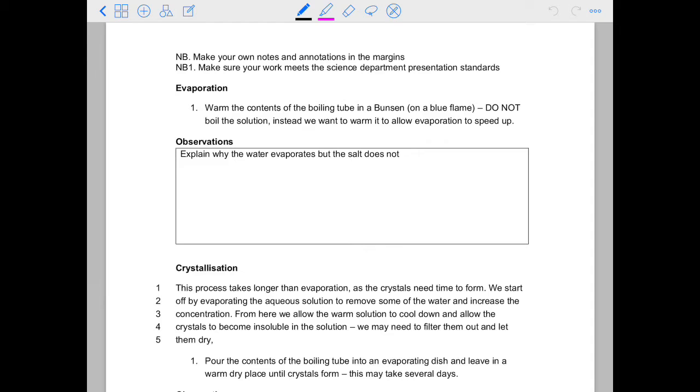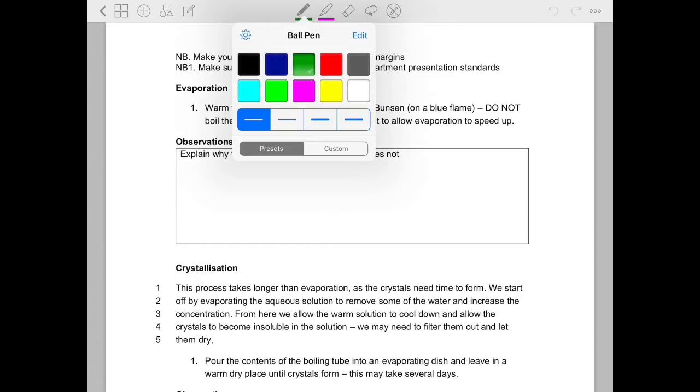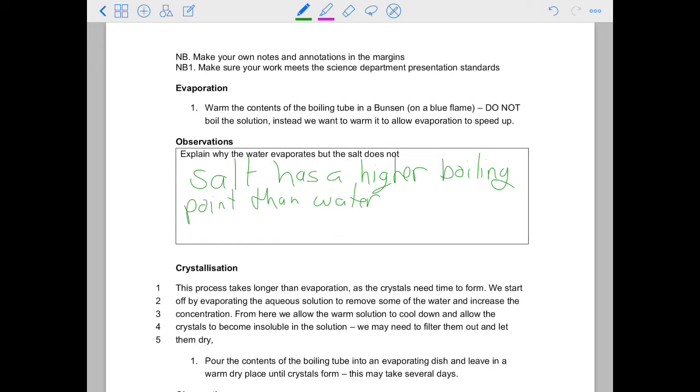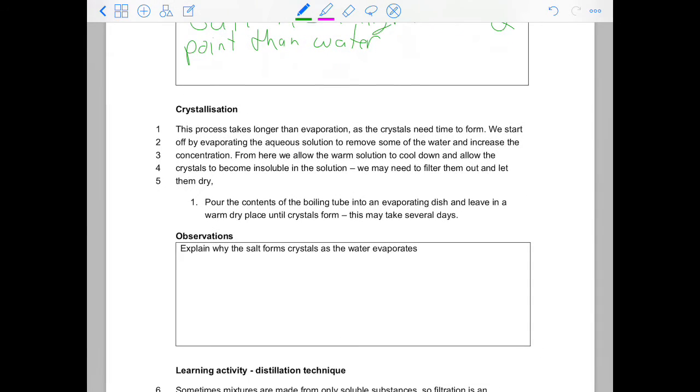So hopefully after a chance of thinking about it and writing down your answer, you have something along the lines of the fact that the salt has a higher boiling point than water. And water is able to evaporate into the air just at room temperature, but salt will not be able to do that.